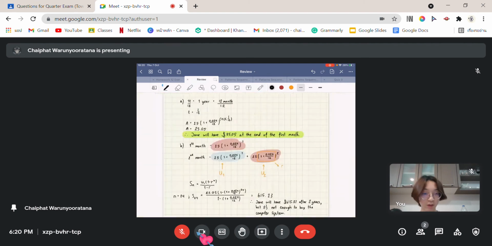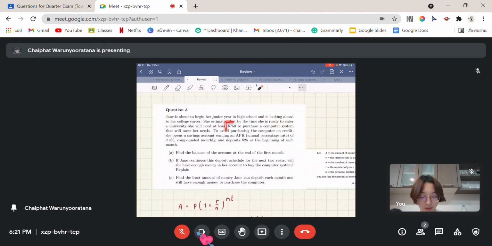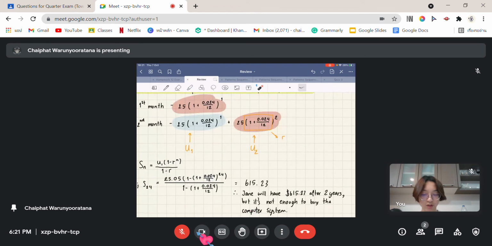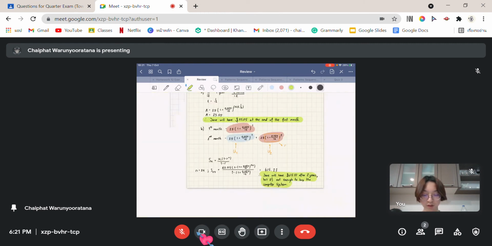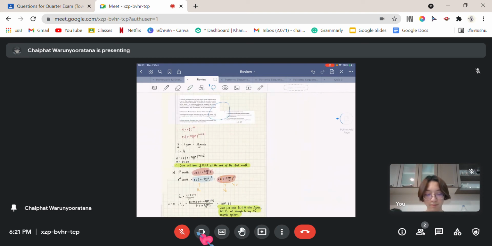If we take a look at the question, we can see that the computer system is $750, but Jane only has 615, which is not enough. Okay, now for letter C, let me move it to the next page.